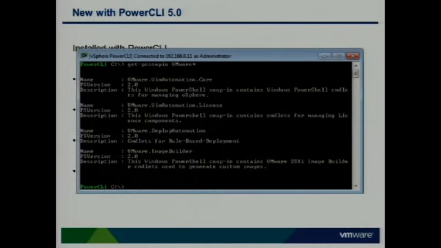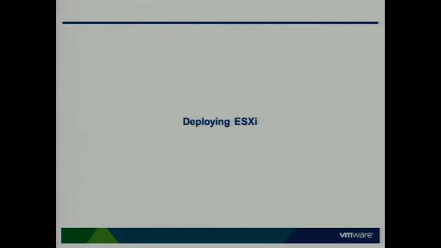This is a snapshot. I'm not sure if you can all read it all the way in the back of the room, but what this shows you is just the Get-PSSnapin output. You will see the 4 snap-ins that come with PowerCLI if you install version 5. Now, deploying ESXi is completely new in vSphere 5. Alan will gladly show you how this is done.